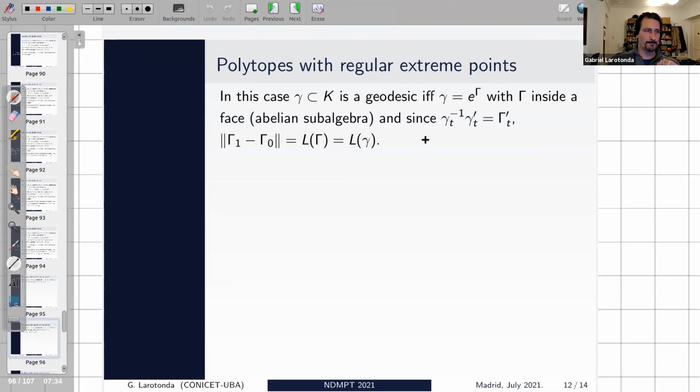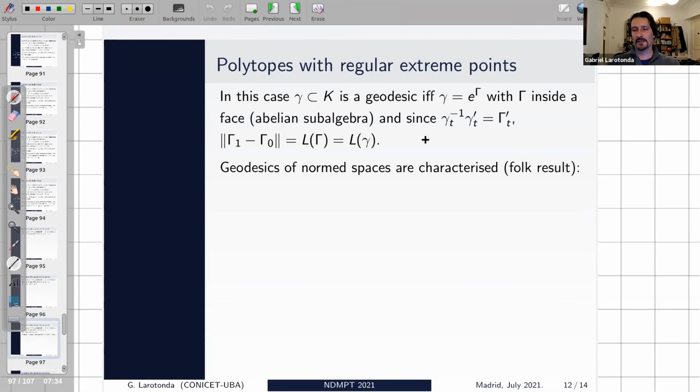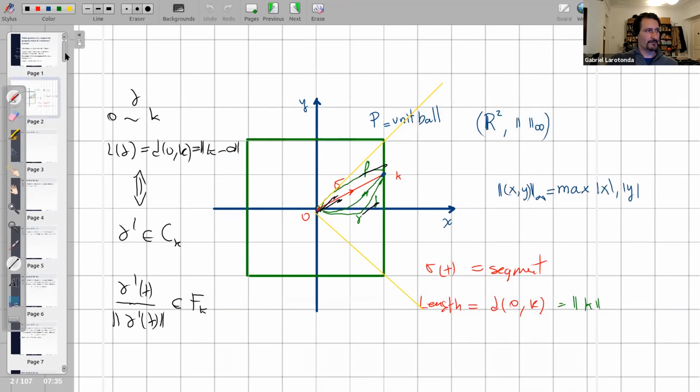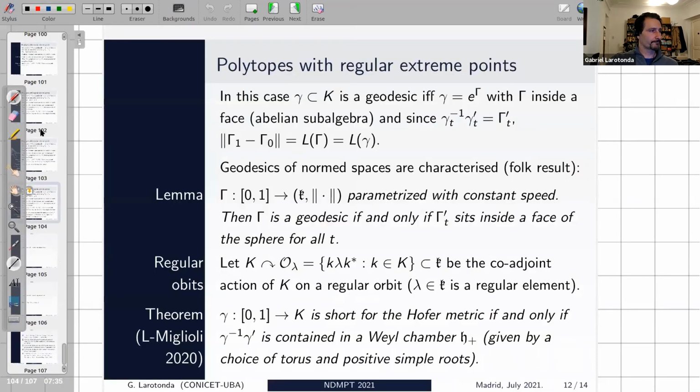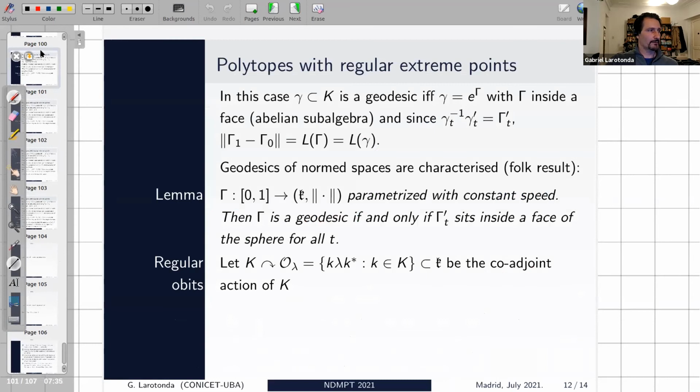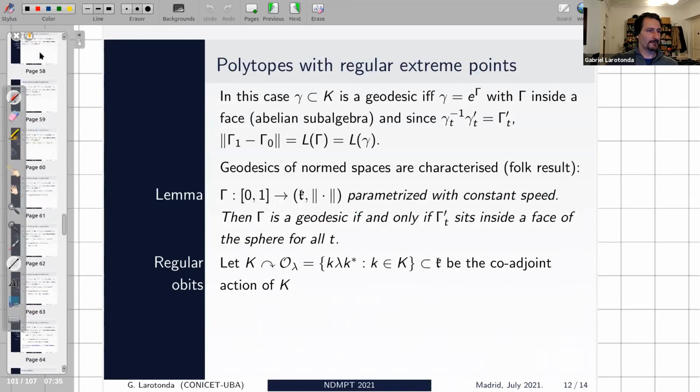And as I mentioned at the beginning of the talk, the geodesics in a normed space are characterized. I mean, this example here is generic in the following sense. If you want to join 2 points in the space, you take the sphere around one of them, then you can use any path whose piece does not leave the face.